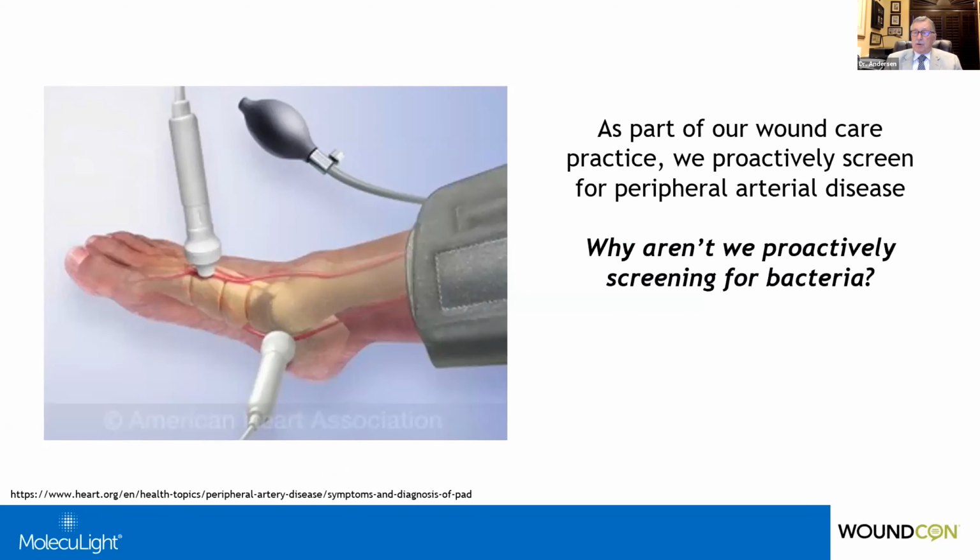Part of what we do in wound care is we screen, for example, for vascular disease, important before we're putting on compression or looking for significant vascular disease that can have a negative impact on the ability of a wound to heal. So the question is, why aren't we screening for bacteria? Next slide.